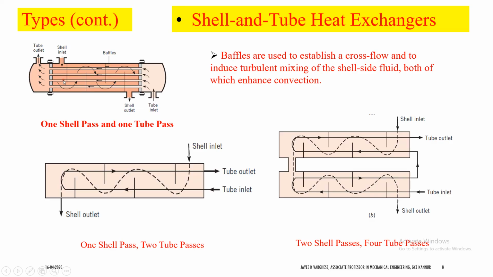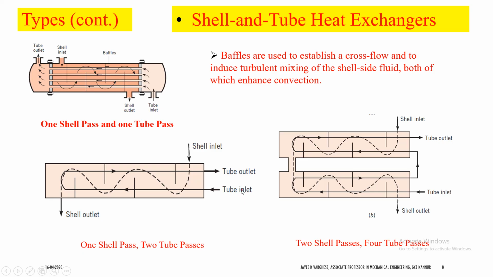But there is only one passage, as can be seen in this schematic diagram, whereas the tube fluid enters at the right end, at the right header, which is branched into different tubes, flows through the tubes, and goes out at the left end. So one shell pass and one tube pass. Now in the second schematic diagram, we can see that shell fluid enters at the right end, flows to the left and leaves at the left end. So there is only one passage for the shell fluid.